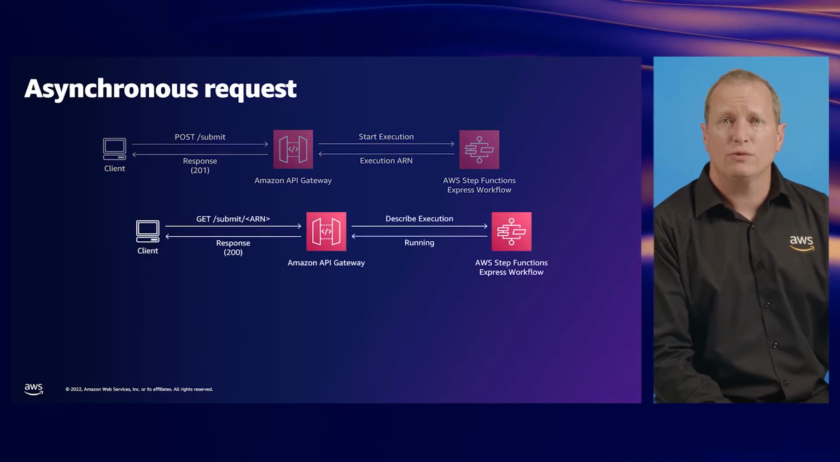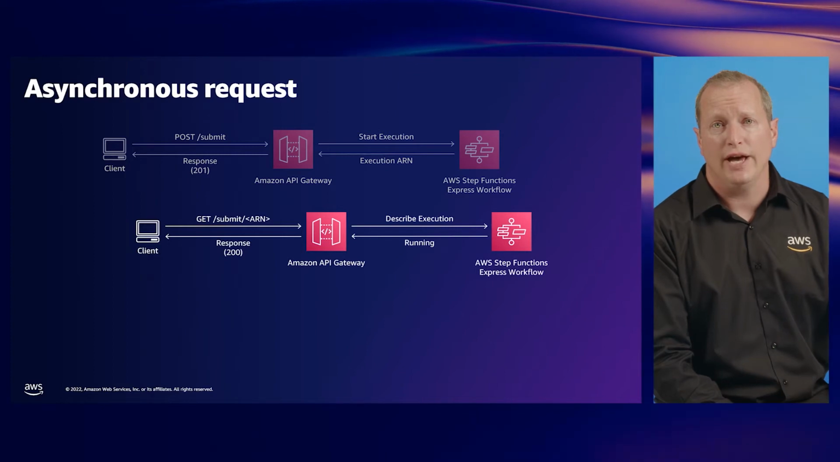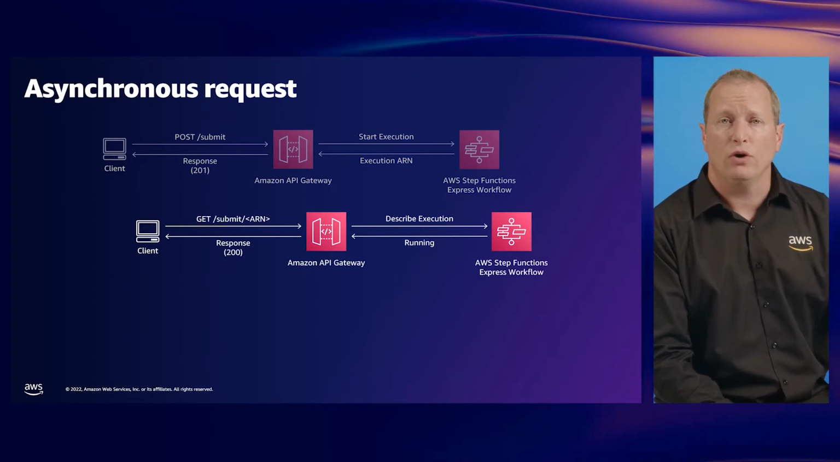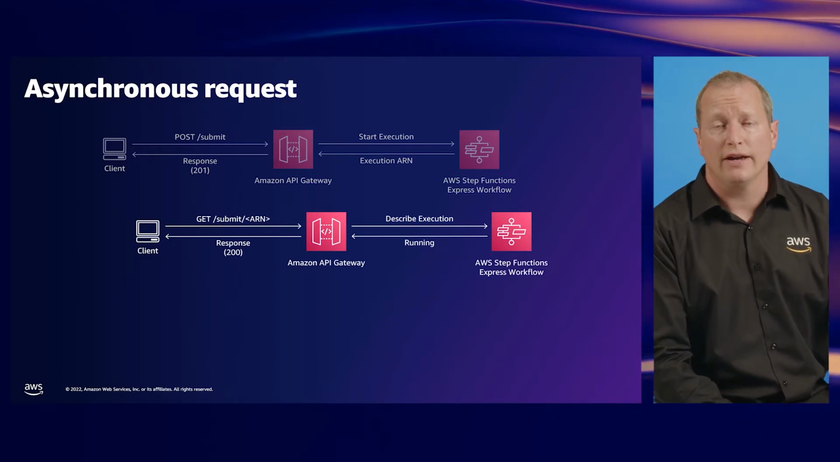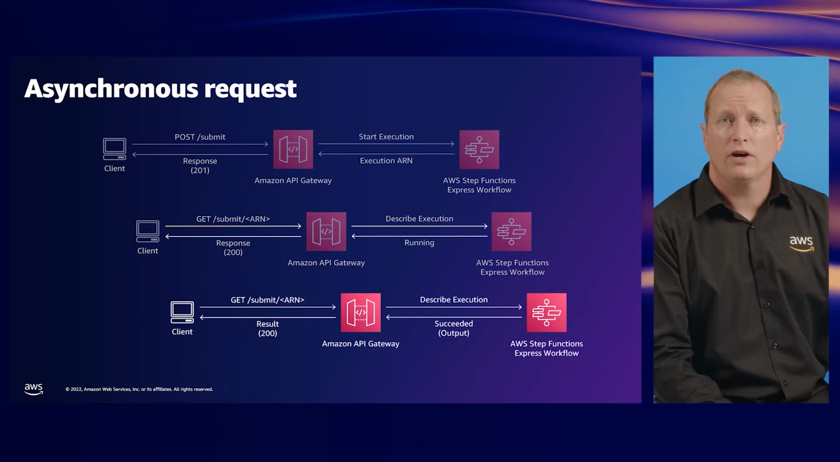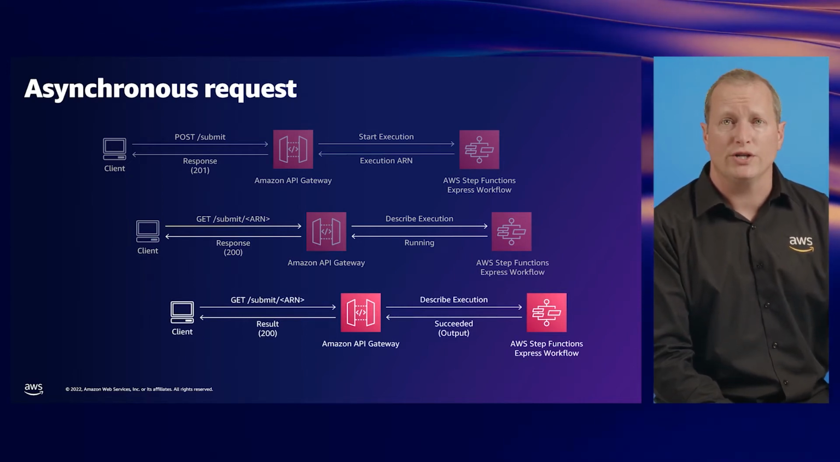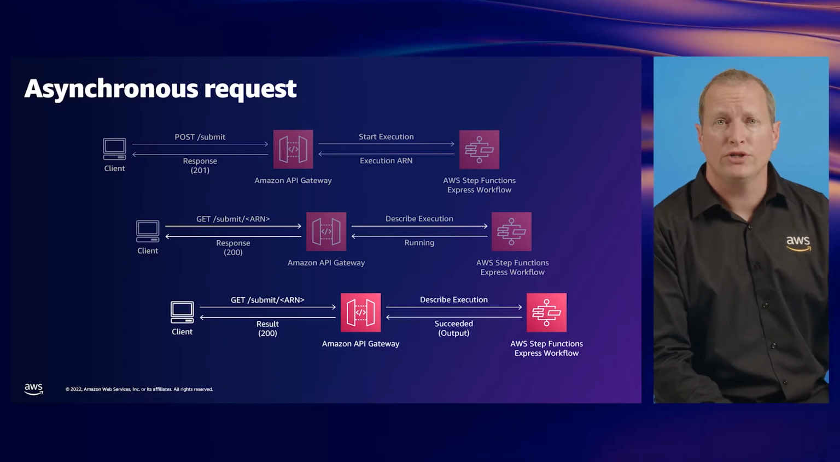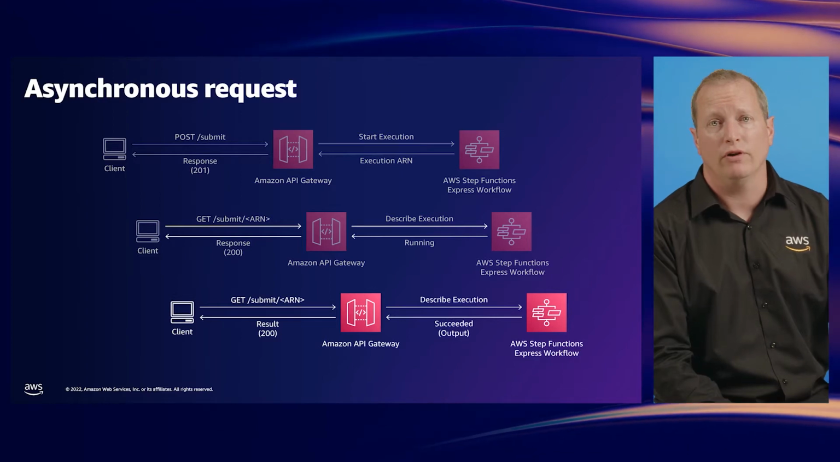It is then the responsibility of the client to poll using the execution ARN to check if the workflow has completed. In this case, it is still running, so it returns that fact to the client. The client would then repeat this step, implementing a retry strategy until the workflow returns successfully, and along with it, the output of the workflow.